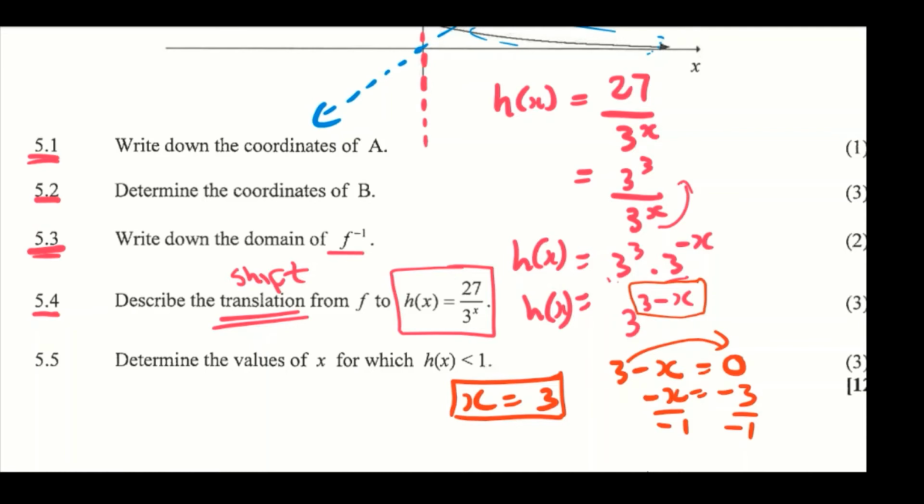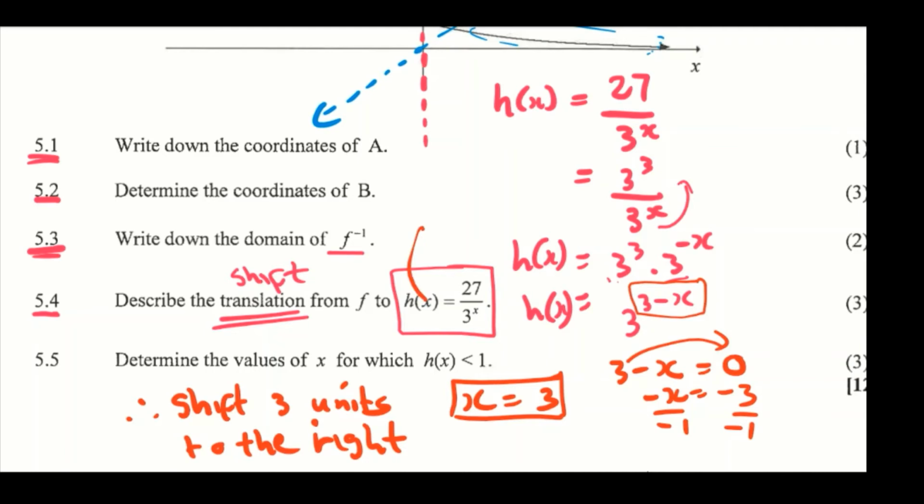Therefore, by interpreting the shift, you can simply say: shift 3 units to the right. So that is the shift of this problem here, or this graph of h of x rather.